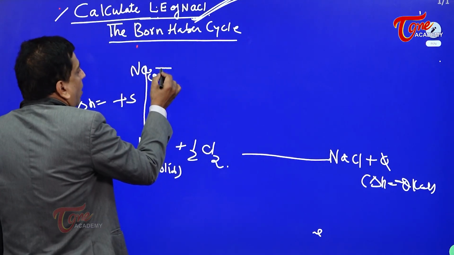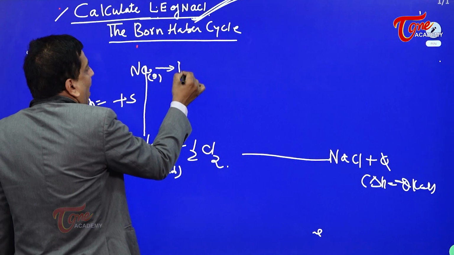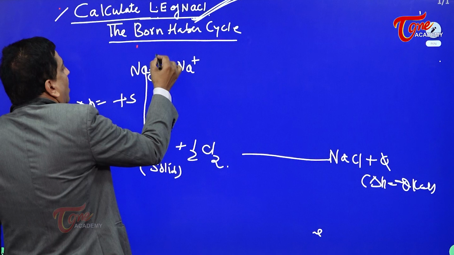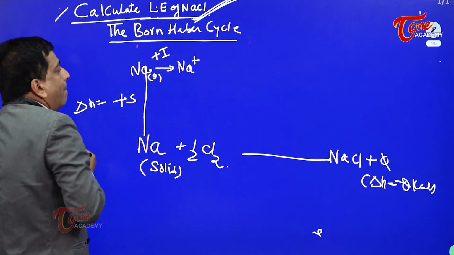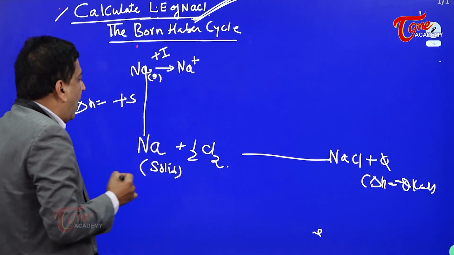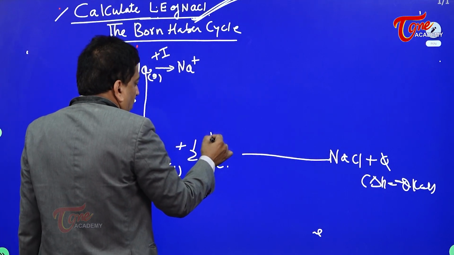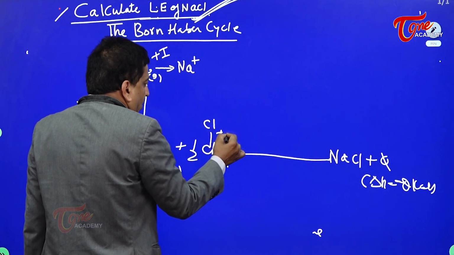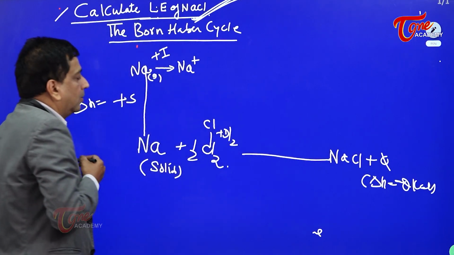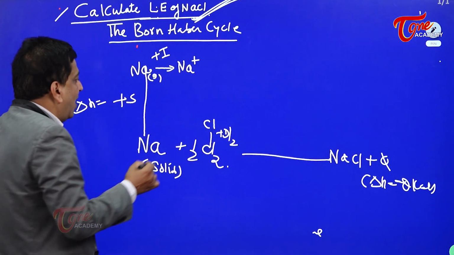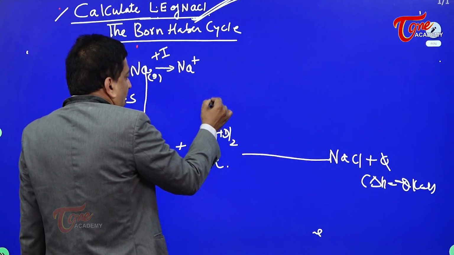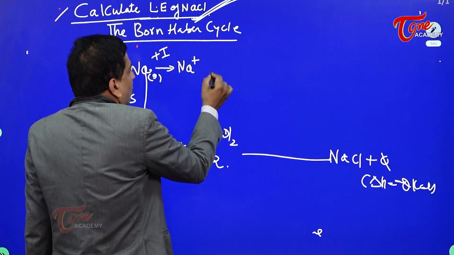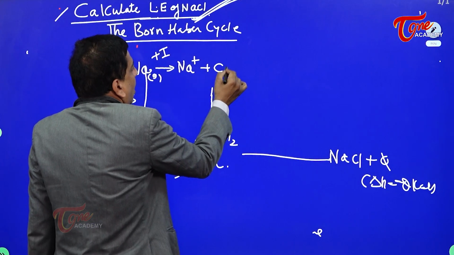Right, let's make it short. This is giving you Na+. For this you spent energy, that is +I. The sodium is ready now, and we wanted chlorine atoms. So what you do, these chlorine atoms, you got it, and you spent +D/2. And this chlorine is now given an electron, and this forms basically Cl-.